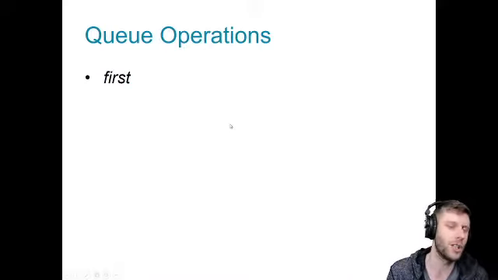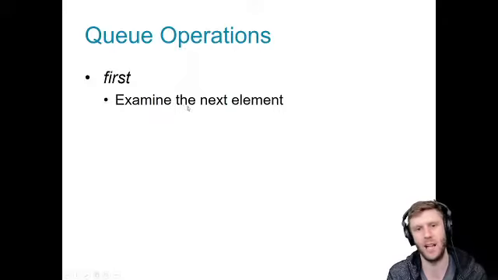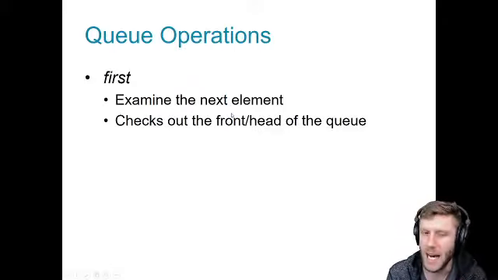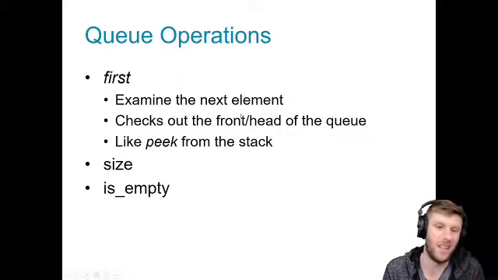We'll have a first operation, to examine the next element. This is like peek, you know. It looks at the front or head of the queue, but it leaves it there. Size, how many things are there, and is empty.